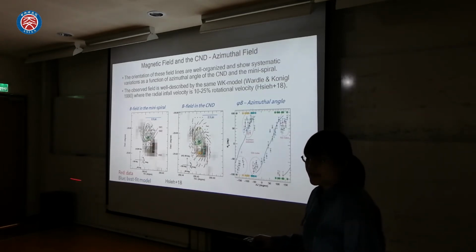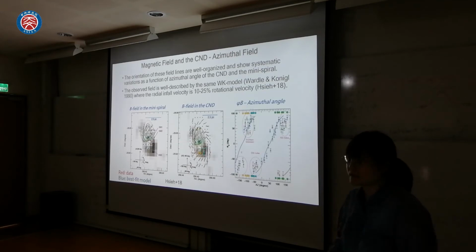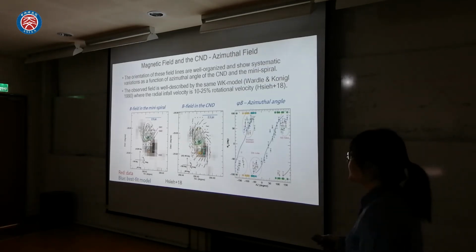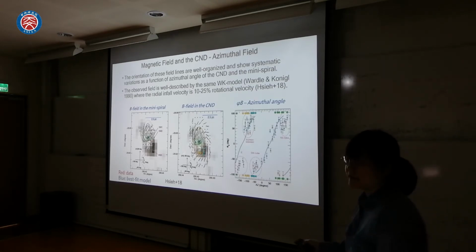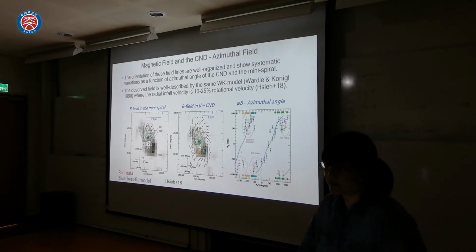So we find that the same model is not only applied to the neutral CND, but also the mini spiral. This is a very interesting result because it tells us that there's a coherent field in this region. And to explain the observed B field geometry, we need additional radial inflow velocity. This is 10 to 25% of gravitational velocity to create our best fit model. So this is really consistent with the previous spectral analysis.